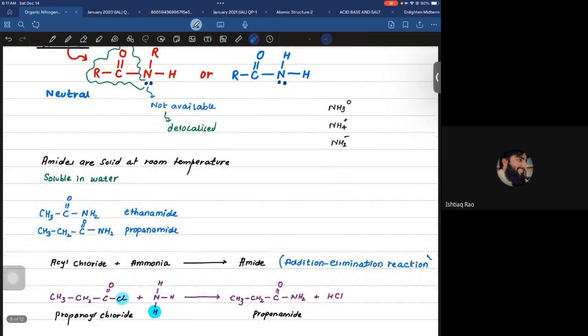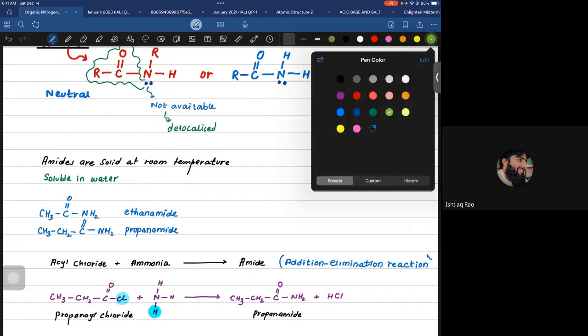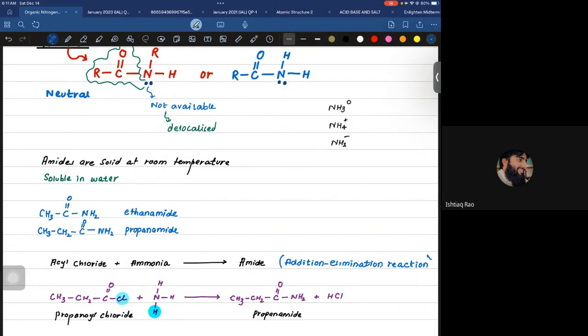We have a few family members of amide like ethanamide, then propanamide. After propanamide, I have butanamide. Like this would be CH3, then CH2, then CH2, then C double bond O, and then NH2. This is called butanamide. Then we have pentanamide, etc.